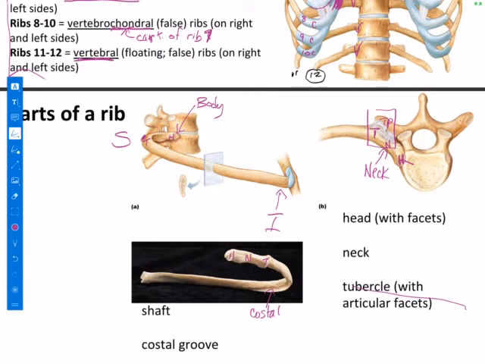And the head has facets, those little smooth oval shaped pieces that basically form a joint with another bone. And also the tubercle has little facets. They're little smooth oval shaped pieces. And so you'll be able to identify the facets when you're studying the bones. And then of course the longest part of the rib is called the shaft, and the angle is the tightest curve. That would be the angle of the rib. And this is the costal groove. It's real obvious right here.